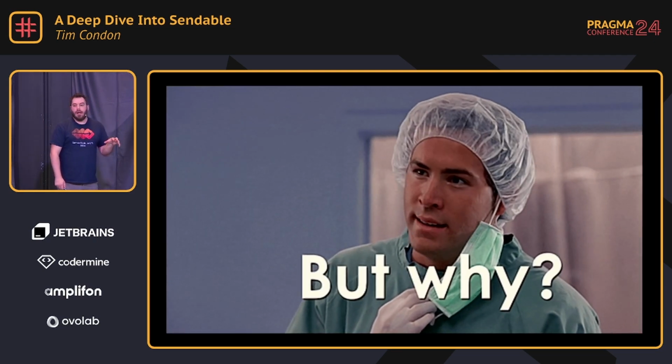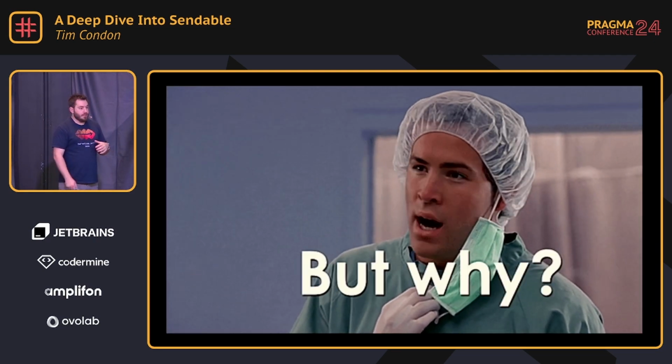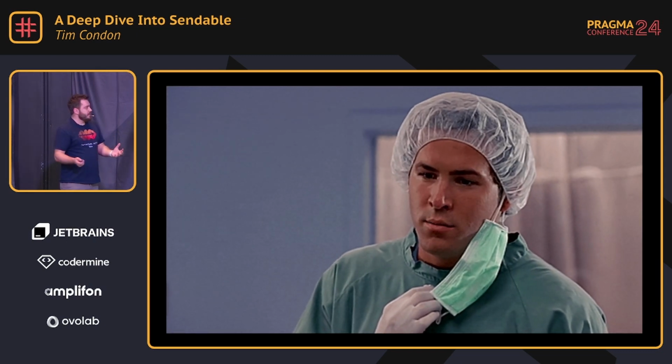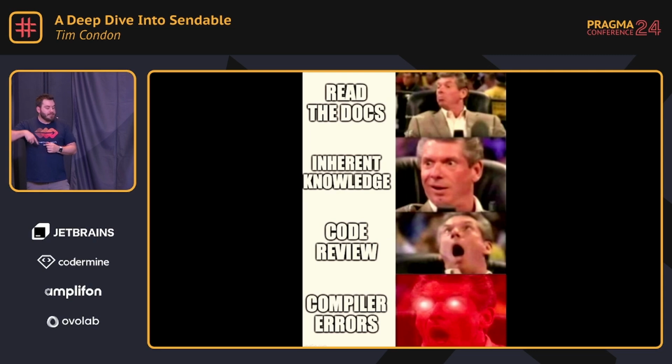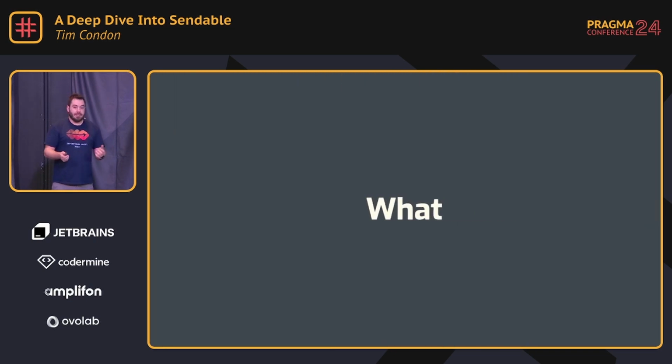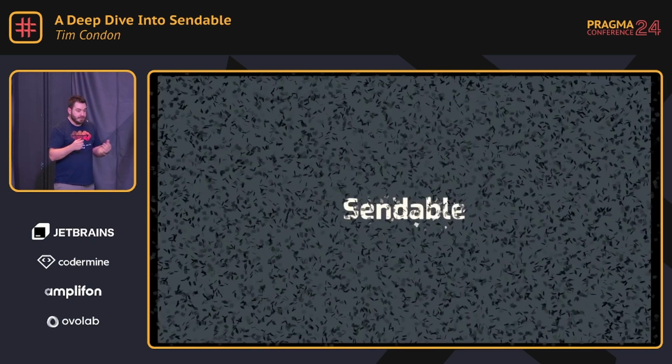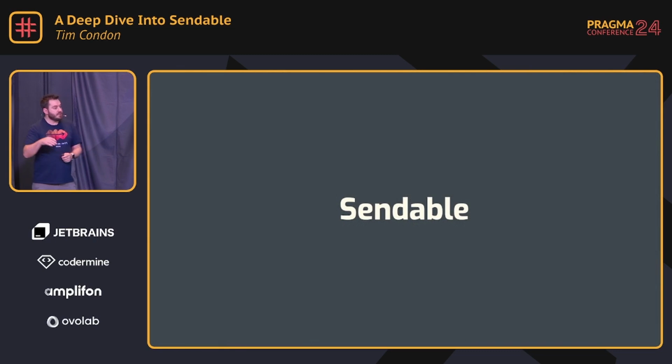But why? Why is it our responsibility, as humans who always make mistakes, to spot these errors and know about these things? Instead of reading the documentation, having this inherent knowledge, or getting things spotted in code review, why can't we get the compiler to tell us when we're doing something that's inherently unsafe? Which leads me very nicely onto what Sendable is, because that is exactly what Sendable is. Sendable is the compiler telling you when you're doing something that is unsafe with data.